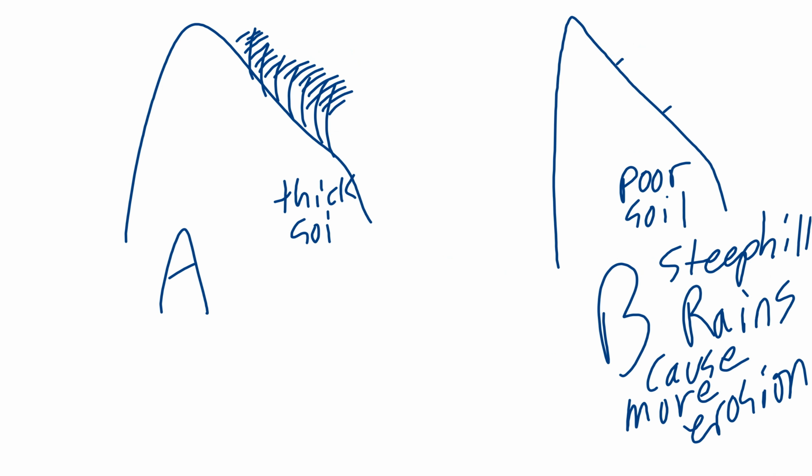All right? If we have a steep slope with trees on it, those trees, their roots are going to help hold the soil in place. Now, you take that same hill, and if it's been deforested and there are rains, then you've got a steep hill, you've got rain, you're going to have a lot of erosion. So the soils are going to be thinner and they're going to be poor. Okay, so steep hill, excessive rains are going to cause more erosion.